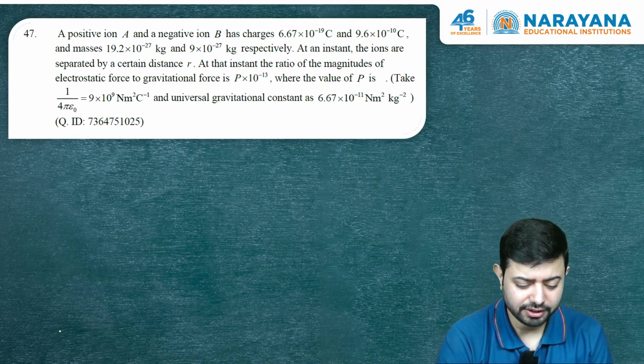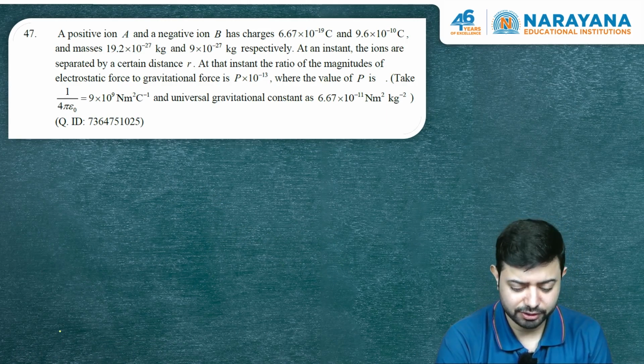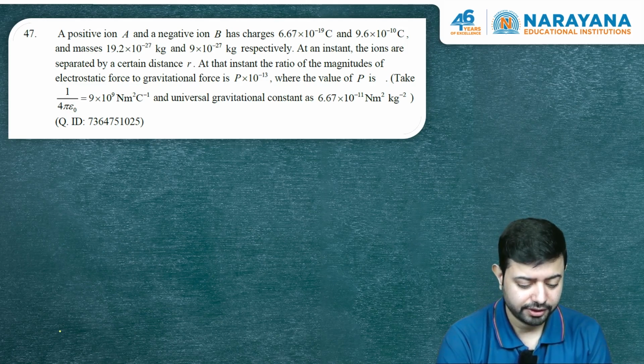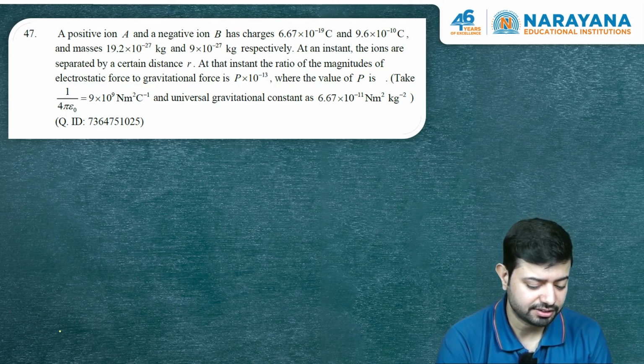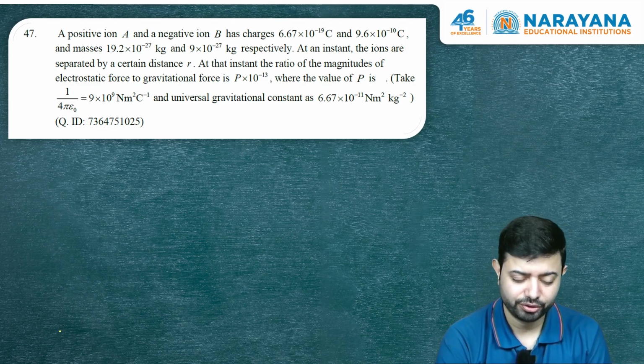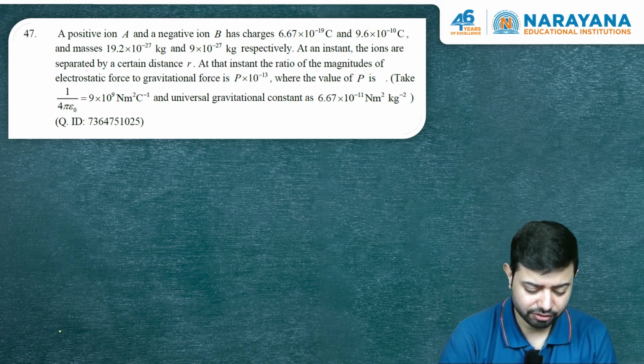A positive ion and negative ion have charges 6.67 into 10 to the minus 19 coulomb and 9.6 into 10 to the minus 10 coulomb, and masses are given. Okay. At an instant the ions are separated by distance r. At that instant the ratio of magnitude of electrostatic force to gravitational force is this. Find the value of P. Alright. So, very simple question.